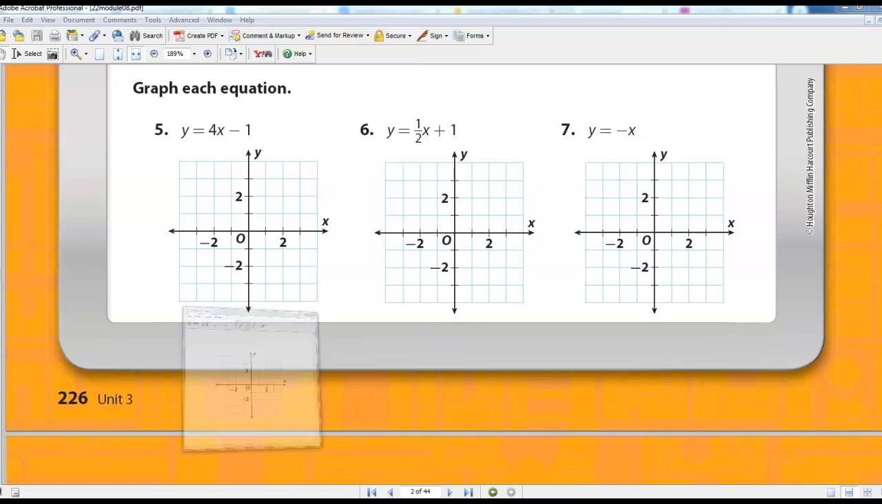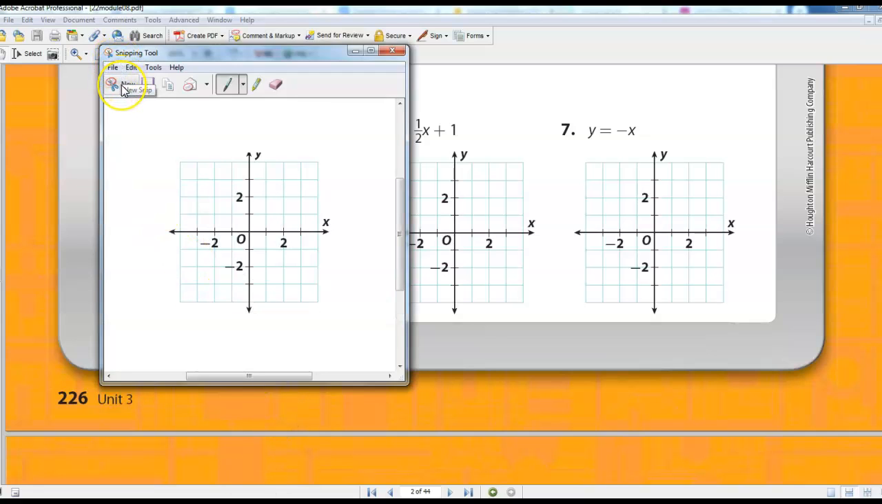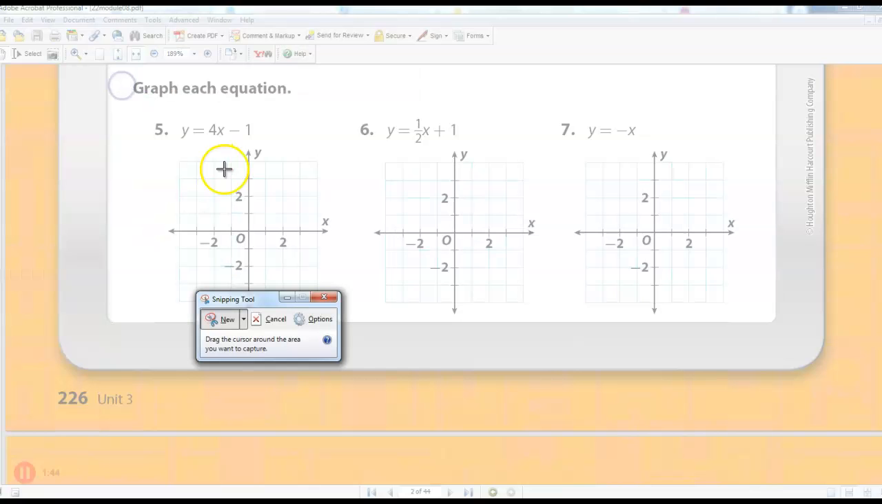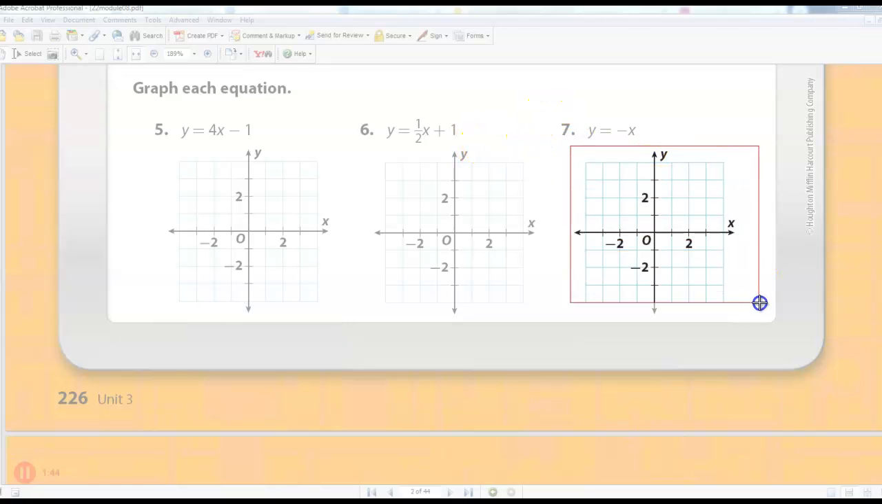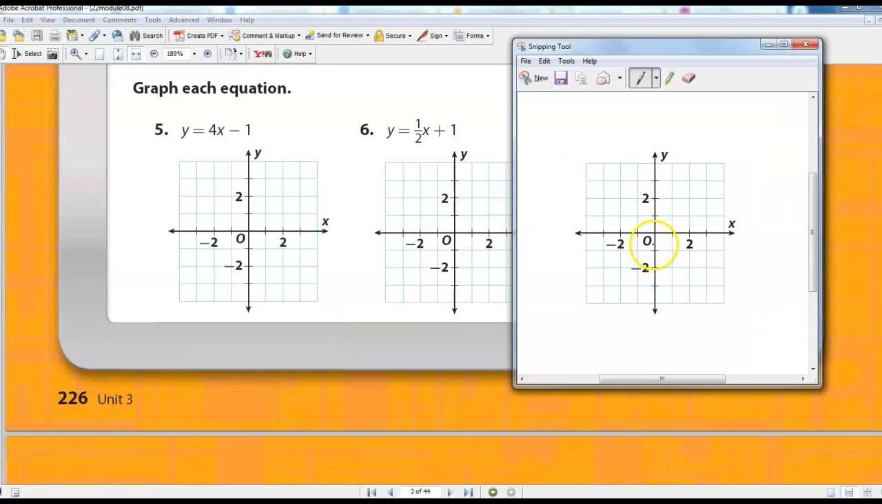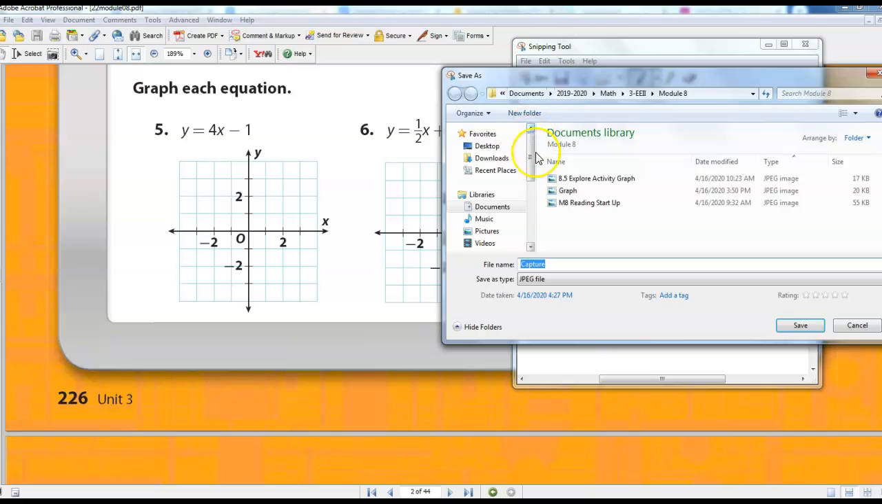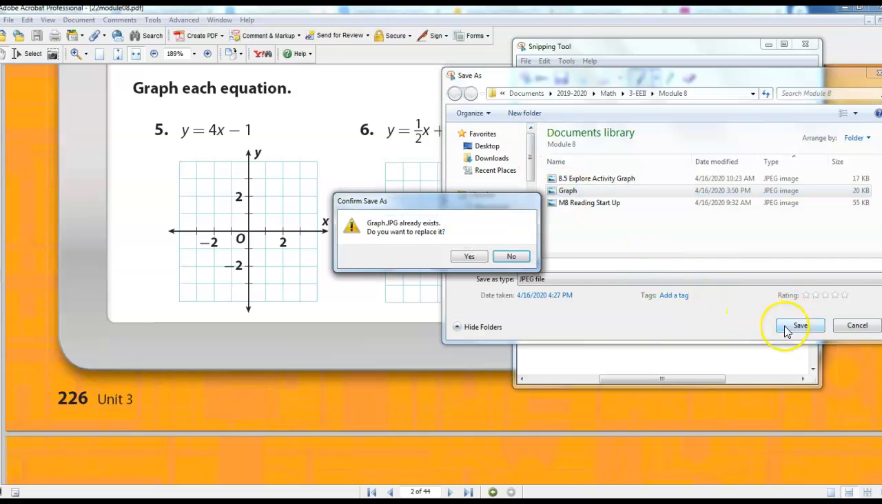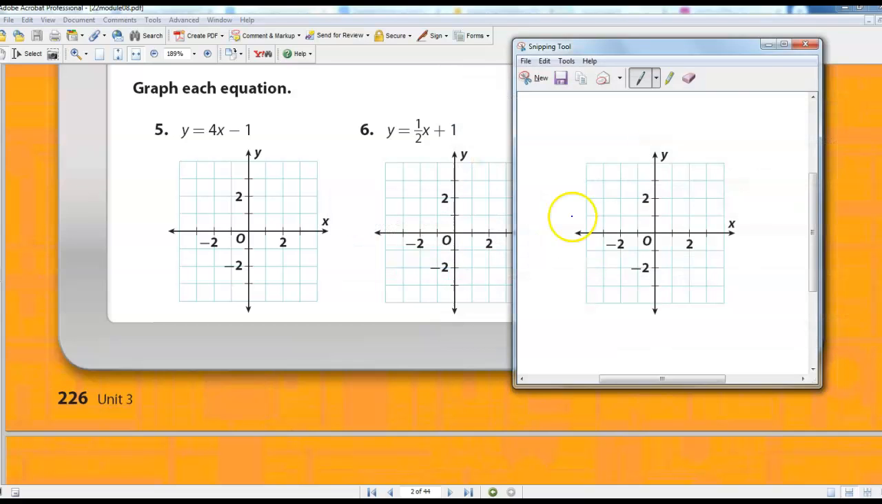I go to my snipping tool, and on my snipping tool, I go to New. If you have a screenshot option, you can screenshot it and then cut the picture or something. Then I go to File, Save As, and I'm going to save it as graph and save it right there. It already exists, yes, because I did it for the other one, but anyways, right there is the graph.